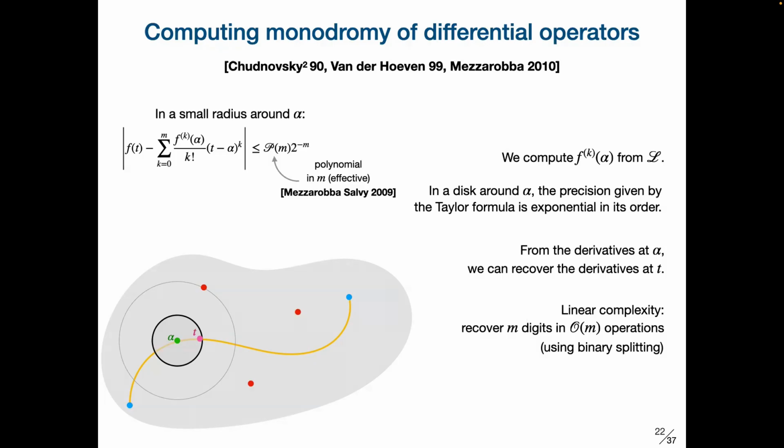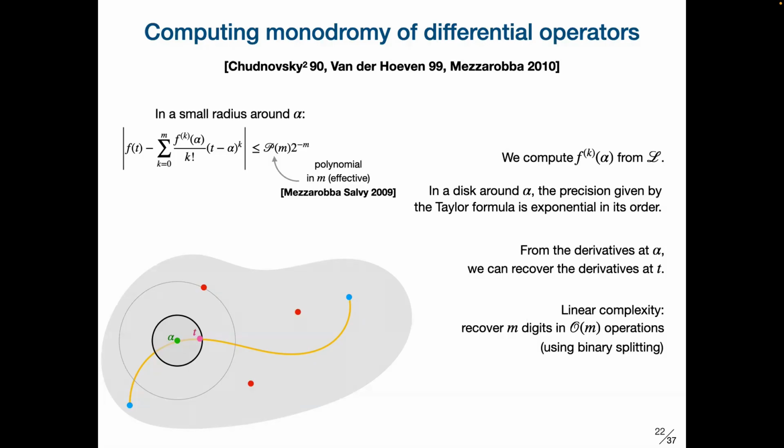This is nice because we're looking at a solution to some linear differential equation. Once we have the first few derivatives, we can generate as many as we want. And also, interestingly, you get a polynomial factor in front of it, which depends on m, and this polynomial turns out to be effective, which means that you can prove precision bounds using this formula.